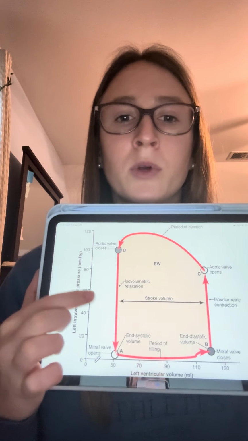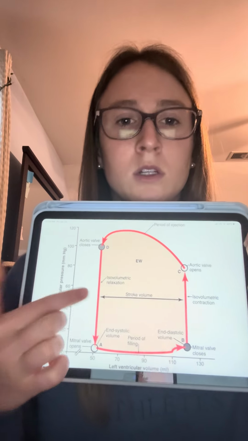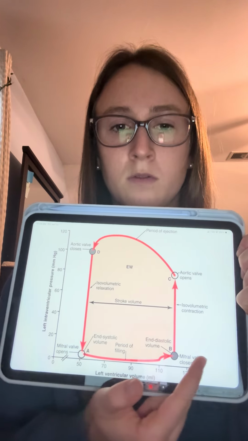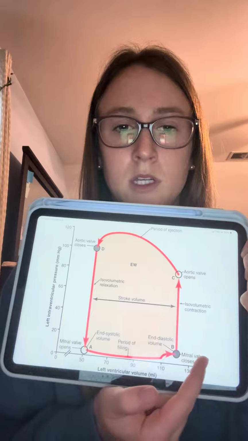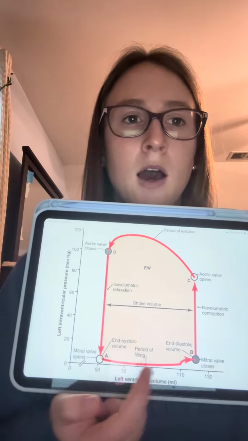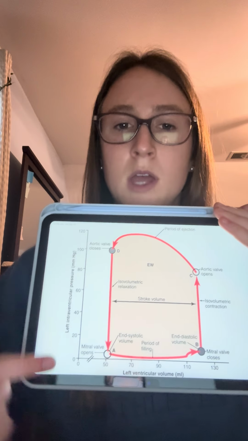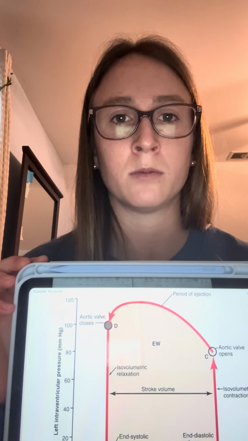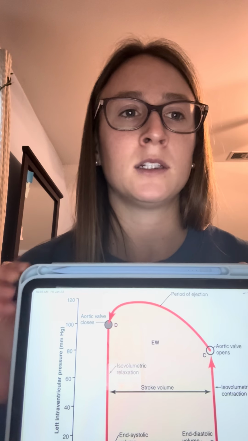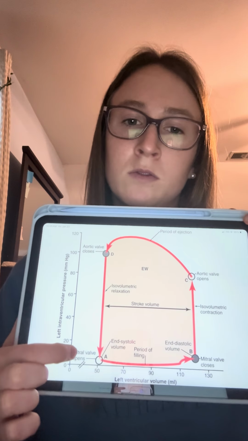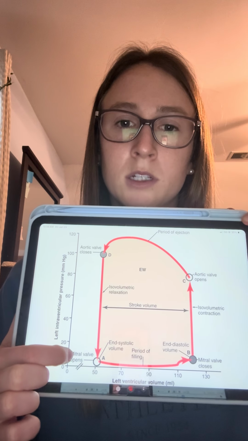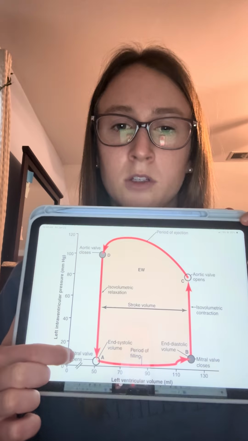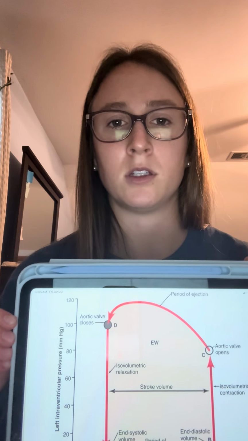So basically, preload will increase stroke volume by making EDV greater. Afterload will increase the height and make the loop narrower, which decreases stroke volume. And then contractility: increased contractility means that your end systolic volume gets less, which increases stroke volume.